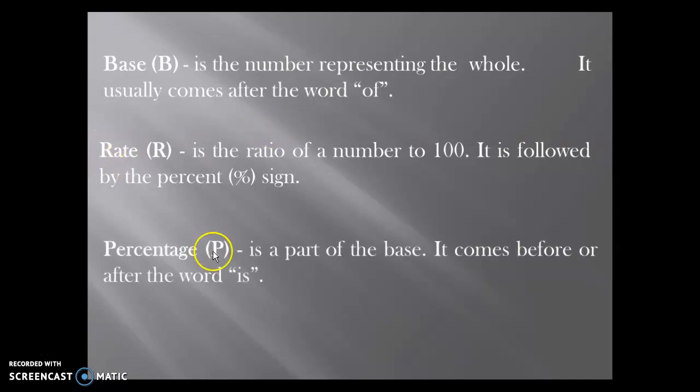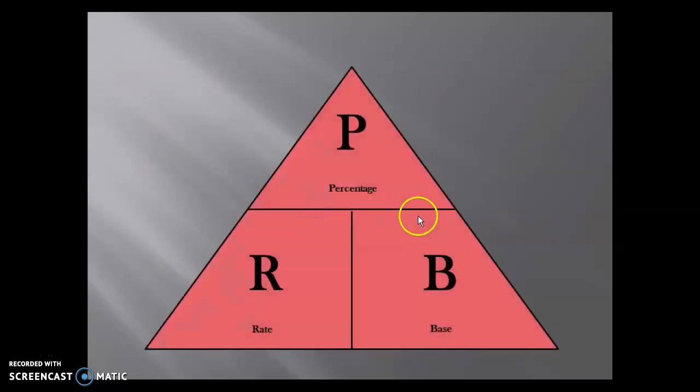Lastly, percentage or P is a part of the base. It's actually just a portion. It comes before or after the word is. Now, to find the value of the base, rate, or percentage, we can use this Tekan's triangle.